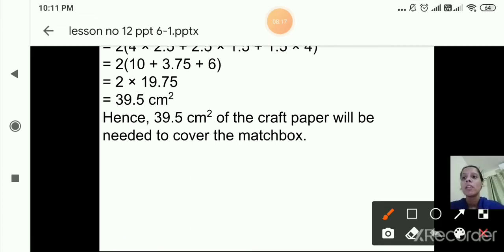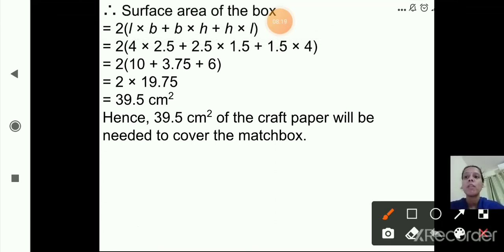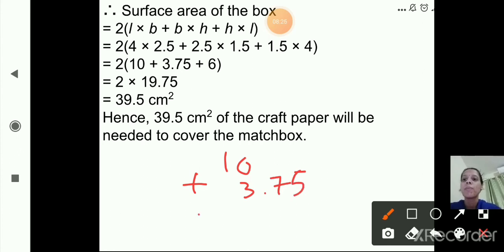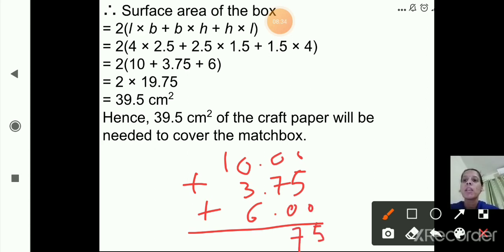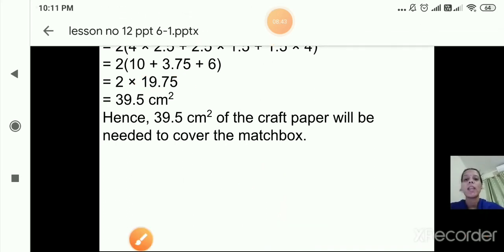See here, 10 plus 3.75 plus 6. Here we will put 0. 75 as it is. Add this 6 plus 3, 9. So what is the answer? 19.75. And 19.75 multiplied by 2 now we will do. So what is the answer?